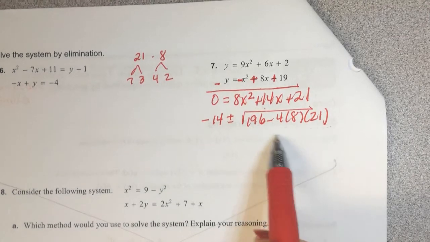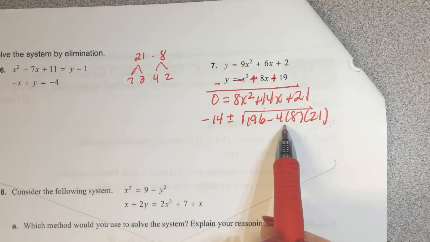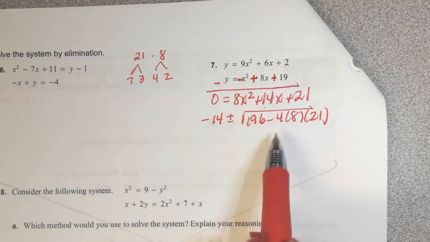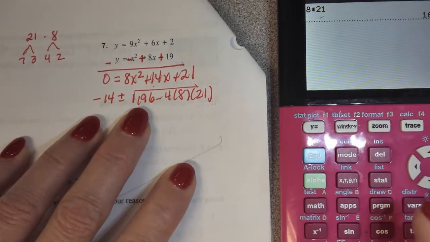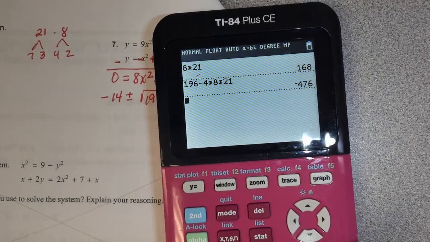What do you think might be happening here? No solution. I heard somebody whisper it. Okay? I couldn't factor it. I'm trying the quadratic formula. Before I go too far with the quadratic formula, I want to see what is 196 minus 4 times 8 times 21. There's the issue.